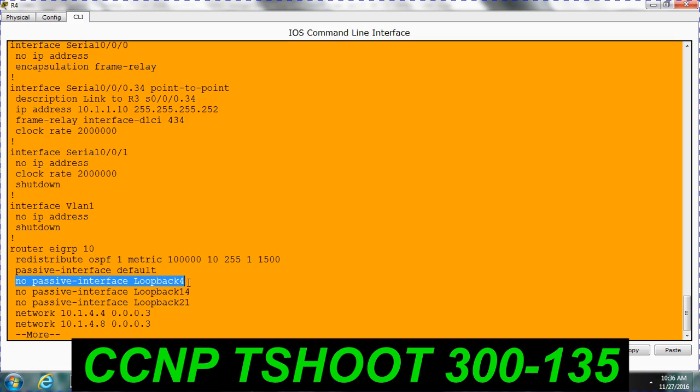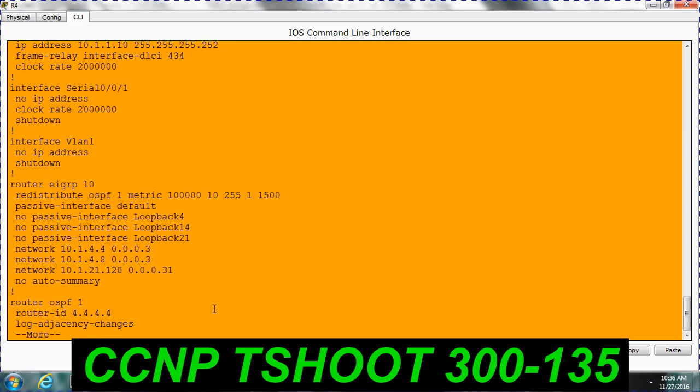This is to avoid: if not enabled, EIGRP interfaces should avoid sending the hello packets. It's unnecessary, it's a waste of time, and it increases the CPU process. So if you are establishing the neighbor between only 2 or 3 routers, they will enable only the no passive interface on the particular interfaces. Here they have enabled the no passive interface on the loopback interfaces, only loopback interfaces.